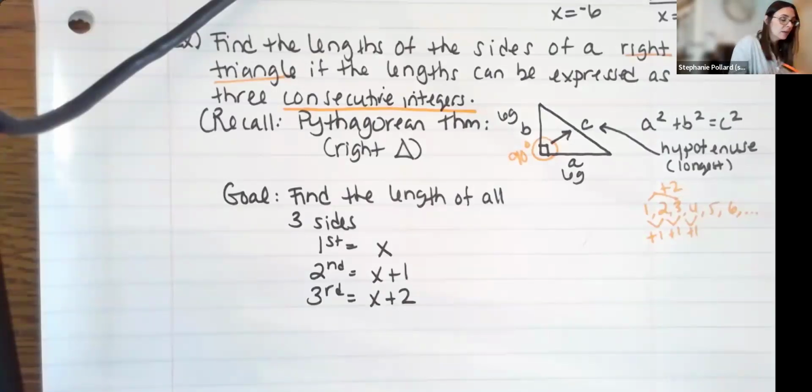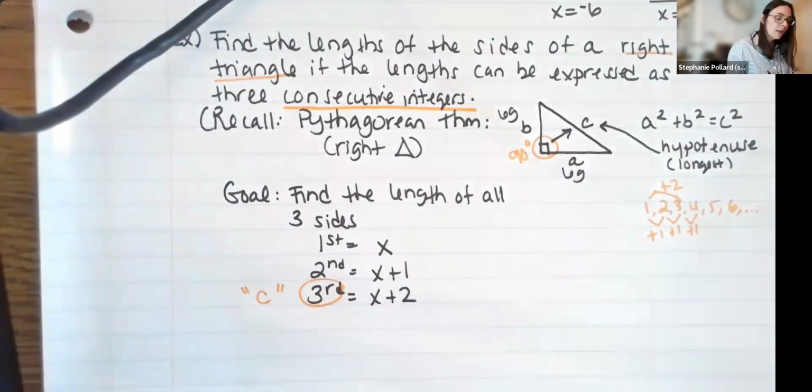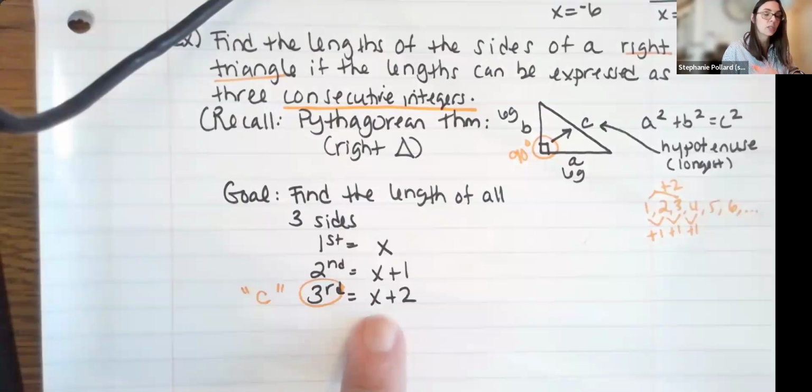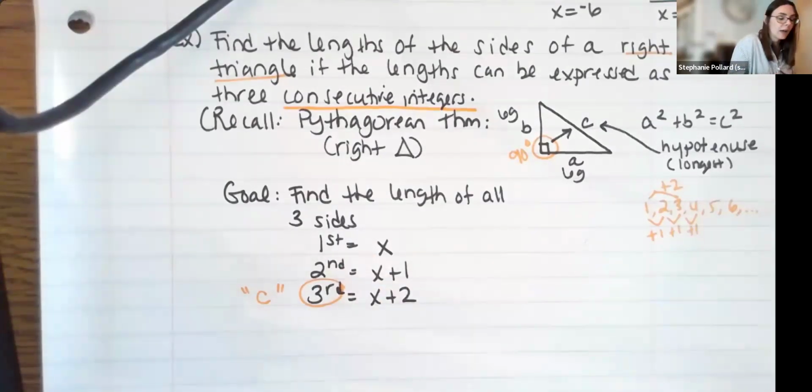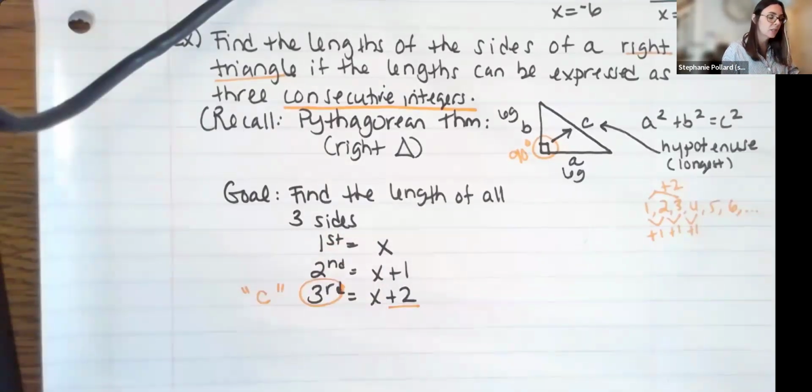Now, the other thing you have to keep in mind is which side is the longest. And it's going to be the third side. This is our C, our hypotenuse, because x plus 2 is bigger than x or x plus 1. So how do I know it's the longest? It's because I'm adding in an extra +2, which is bigger than the original number or bigger than +1. If somebody said to you, I'm going to give you $0, $1, or $2, well, $2 is the most, right? So that's why we know that last one is the biggest one out of all of them.